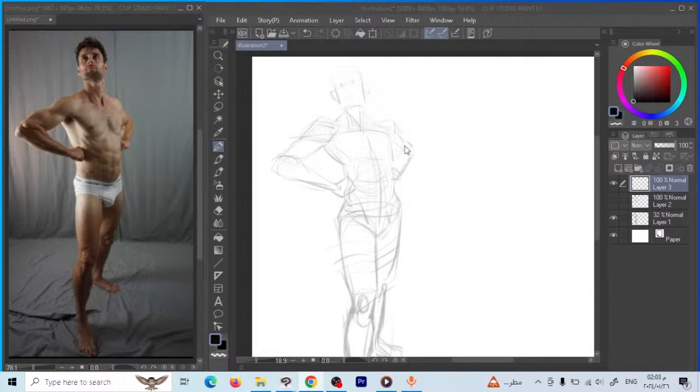Let's say magical girl armor. What kind of magical girl armor are you saying? Hit me on Discord and send me a reference. I'm going for a magical girl with muscle. Yep. I know, magical girl with muscle.